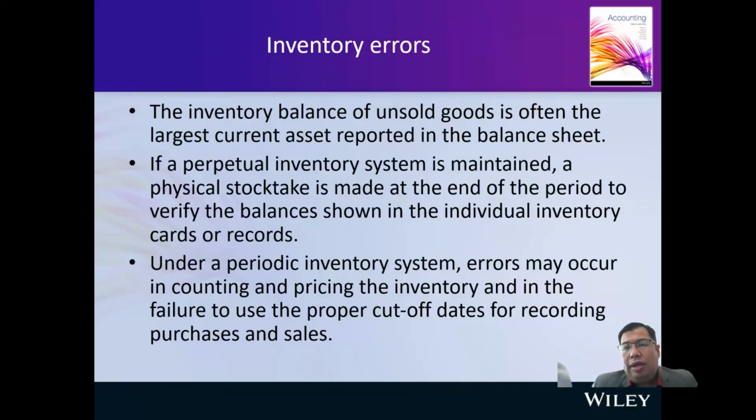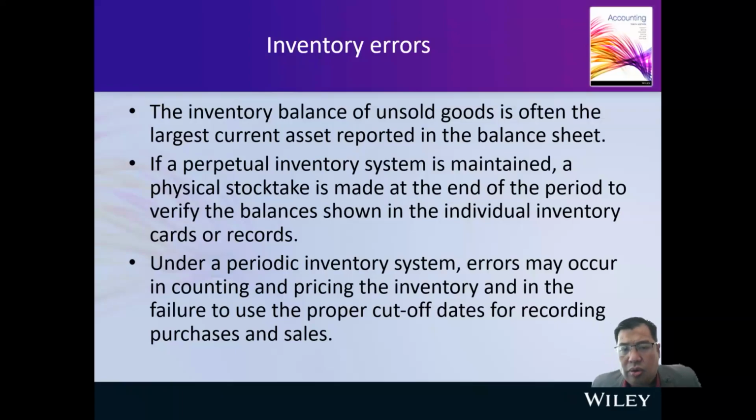And then sometimes we have this error. The inventory balance of unsold goods is often the largest current asset reported in the balance sheet. We have all the PPE, but we also have the inventory. Sometimes the inventory is greater than your cash. So if a perpetual inventory system is maintained, a physical stock take is made at the end of the period to check whether the balance in your record is equal or identical with the physical existence of your inventory. So you need to check.